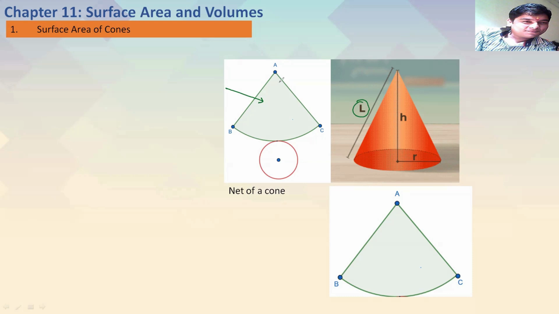When you cut open, this area will be what corresponding to the cone? What are you going to call this? What area? Is it curved surface area or total surface area? So this is curved, right? Yes, it is curved surface area. When you include the circle also, it becomes total surface area.